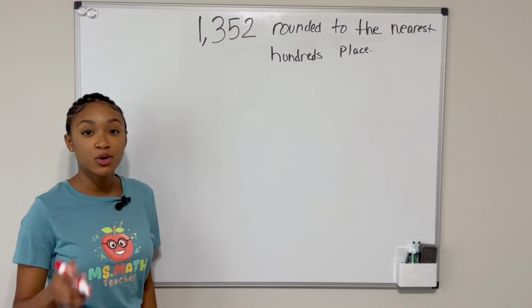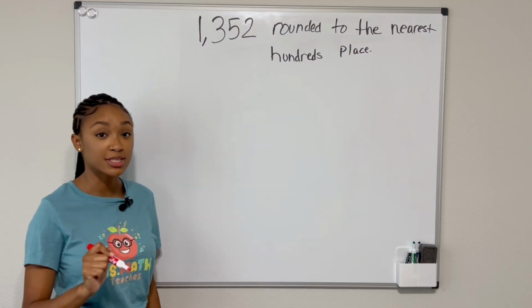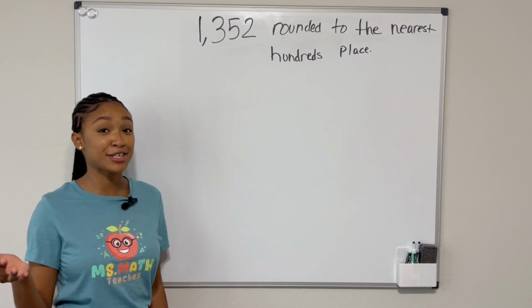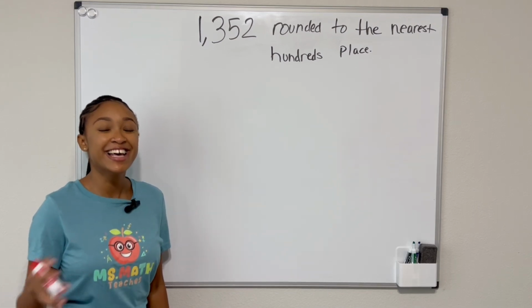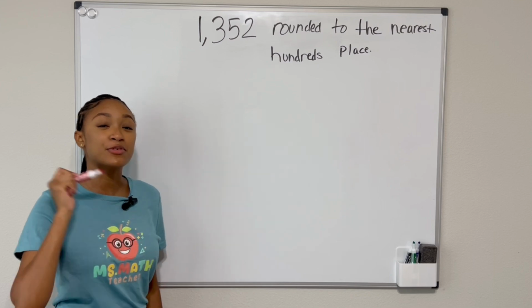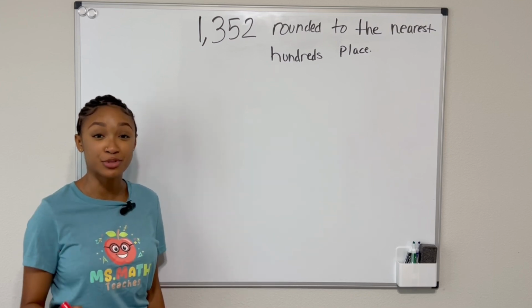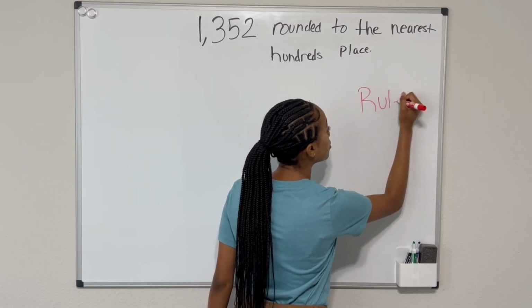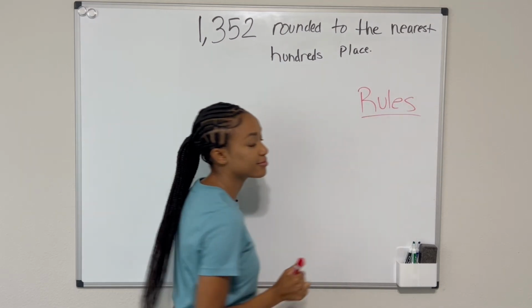Step 1. We have to know the rounding rules. Yes, there's rules when it comes to rounding, just like there's rules at school, right? But in this problem, you have to know the rounding rules. Let's write them down. On the side, I want you to write down rules.